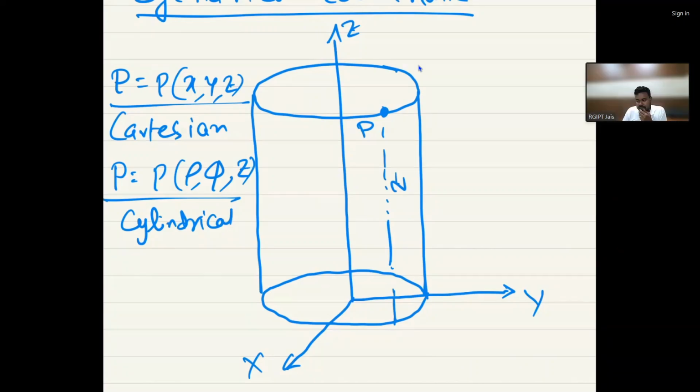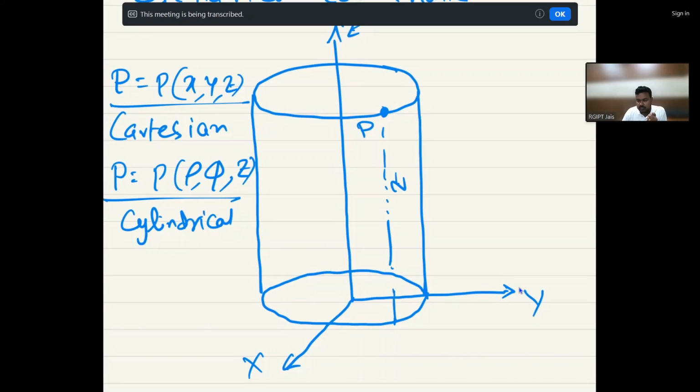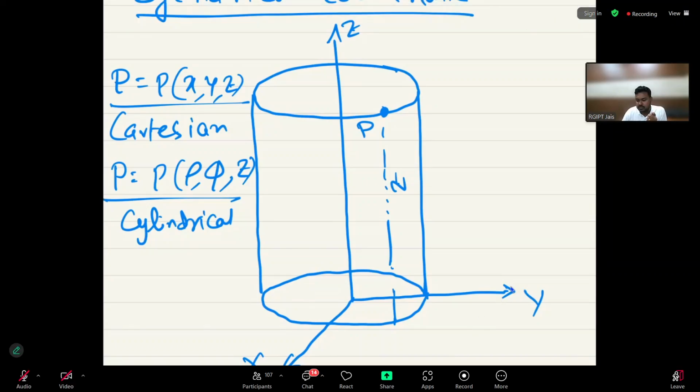Please, I'll mute everyone. If you guys don't mute yourself, I'll mute everyone. Darshan, who is this guy? Please keep yourself in mute mode, everyone. Otherwise, I'll mute everyone myself. Okay.